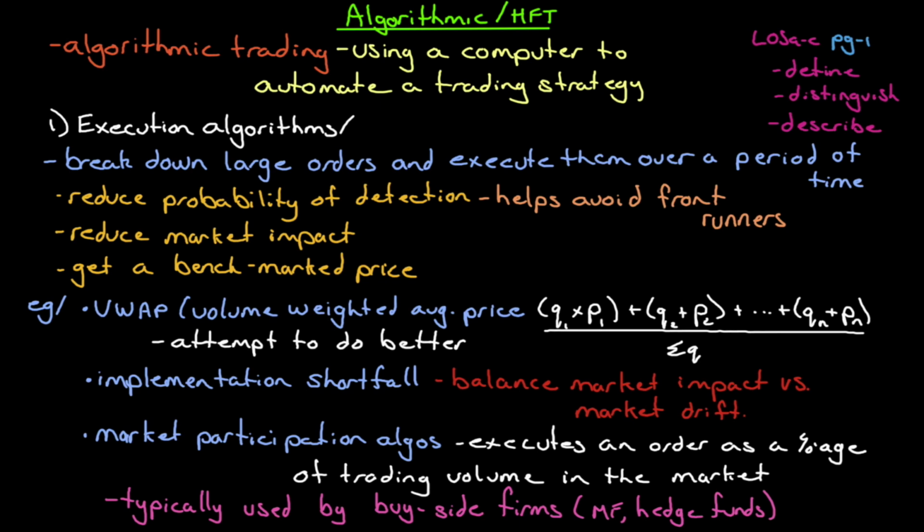So our first learning objective, LOS A, B, and C. Actually, we'll do three at the same time because it's hard to tear apart. Define, distinguish, describe. We're going to define algorithmic trading, distinguish between execution algorithms and high frequency trading algorithms, and describe types of execution algorithms and types of high frequency trading algorithms.